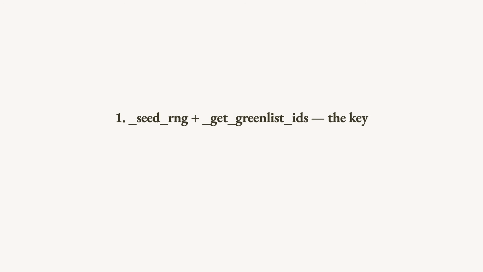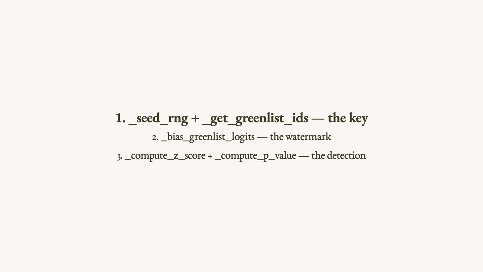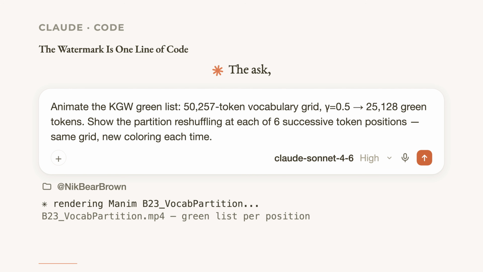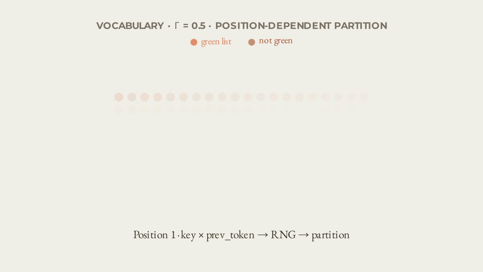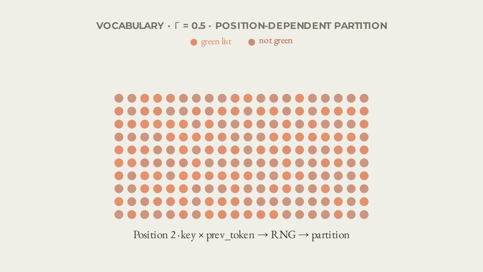3 functions. First, how the key and the previous token seed a fresh random partition of the vocabulary at every position. Animate how the green list is built at each token. At every token position, the mechanism draws a fresh random permutation of the full vocabulary, seeded by the secret key and the previous token.